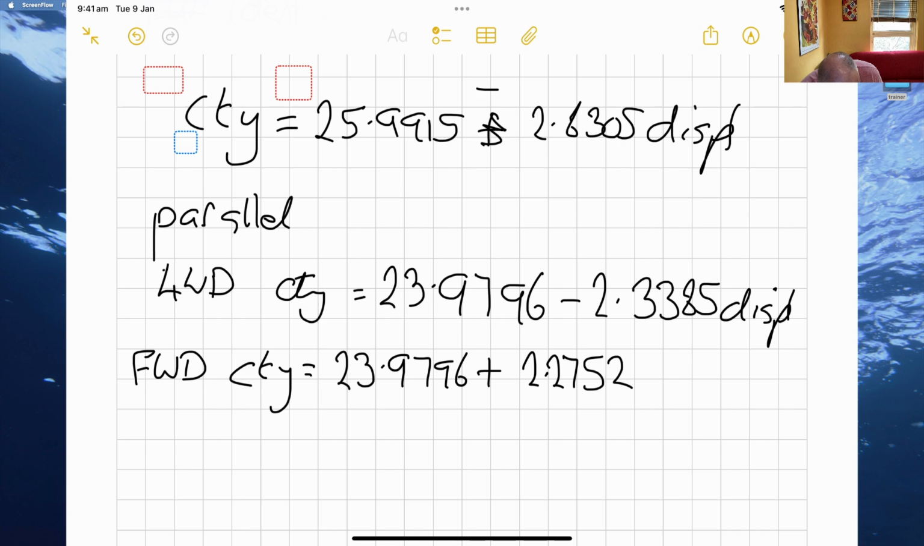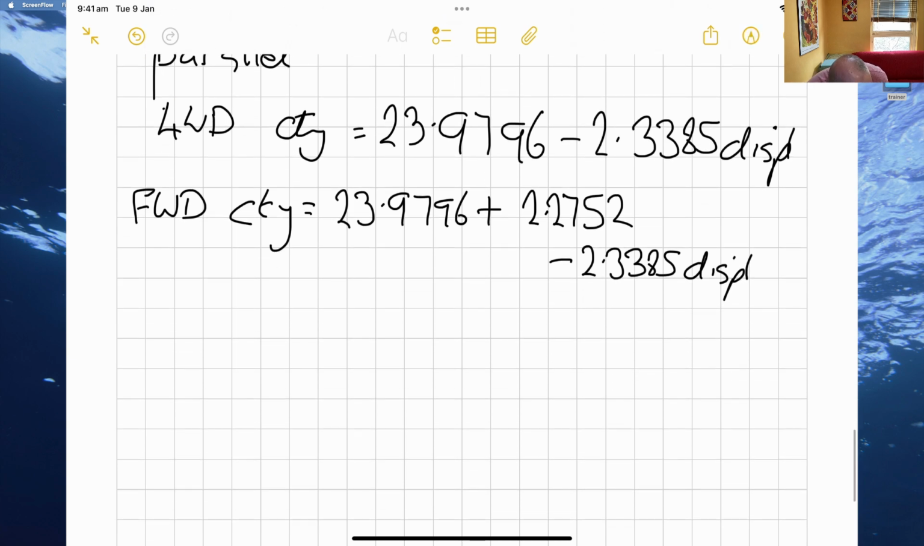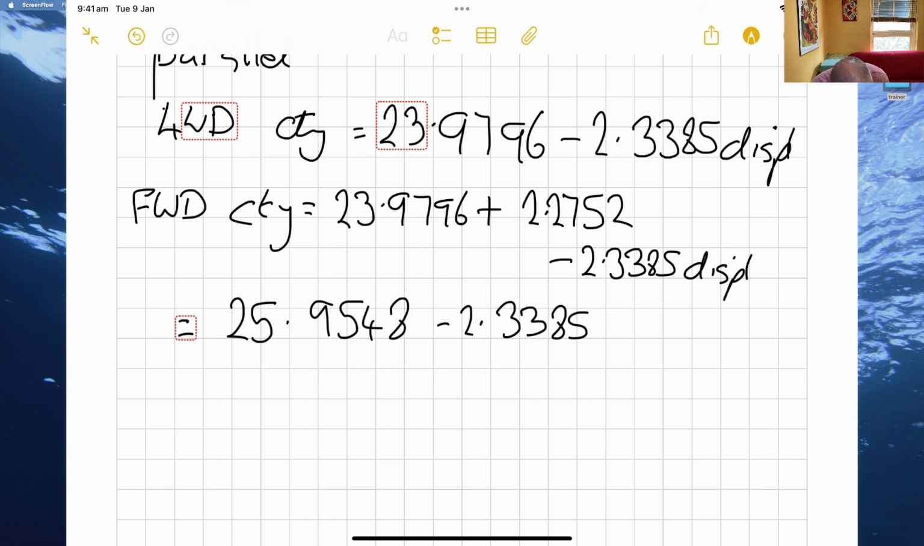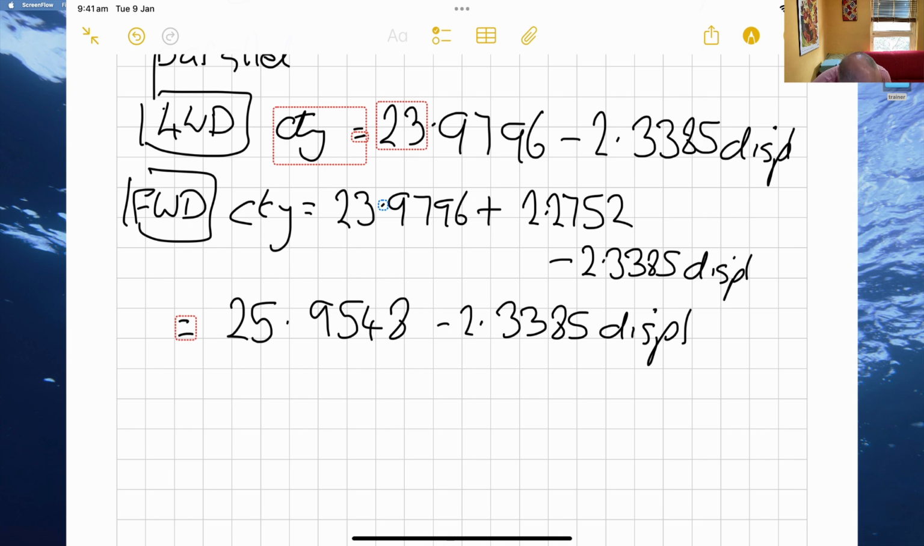But it's minus the same slope. It's parallel. So it's minus 2.3385 displacement, which basically ends up being equal to, I wrote this down before, 25.9548 minus 2.3385 displacement. So that's our front wheel drive. We've done our four wheel drive. Now let's do our rear wheel drive.